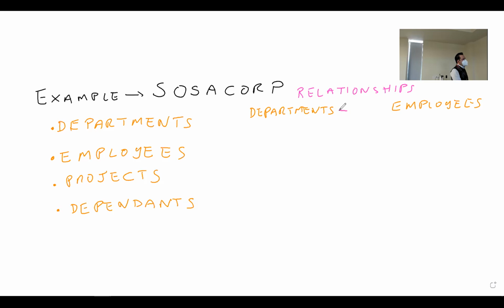Can somebody tell me a word or maybe a couple of words that I can put here that relate departments to employees? To help me understand how departments are related to employees? And think of it as a phrase. Organized. Could you say that again? Organized. Could be organized, yeah. Management. Could you say that again, Marco? Management.